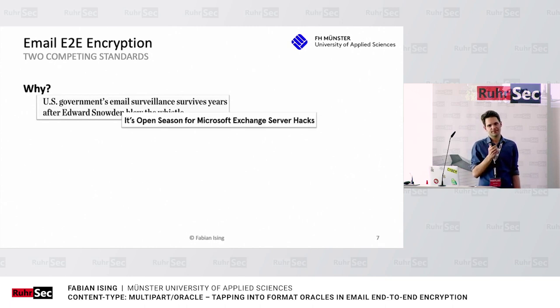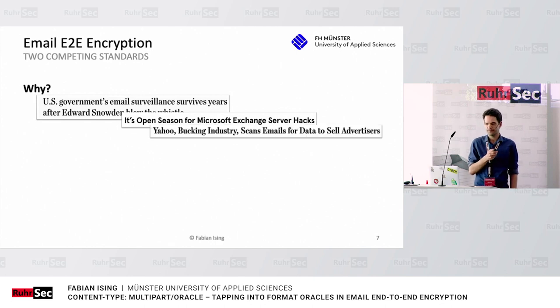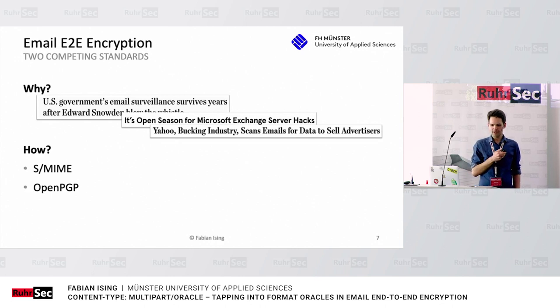Emails routinely get stolen by attackers, either by attacking mail servers directly or through ransomware attacks, as collateral damage. And some email providers apparently still scan your emails for targeted advertising. So that's great. So how would you encrypt your emails?